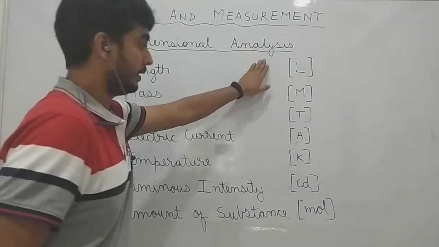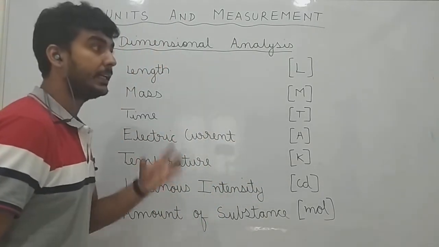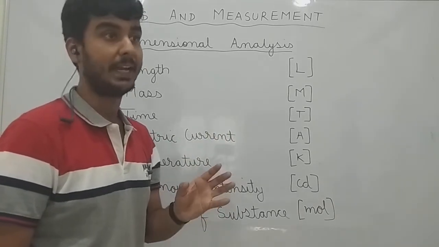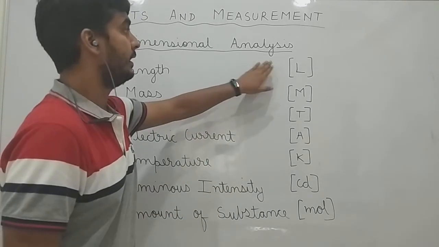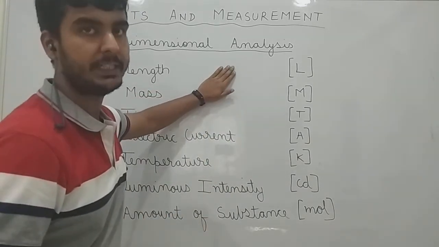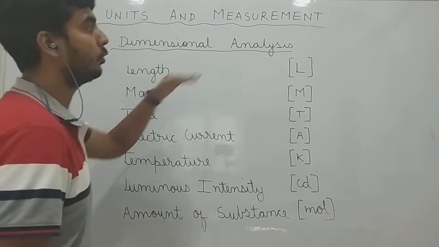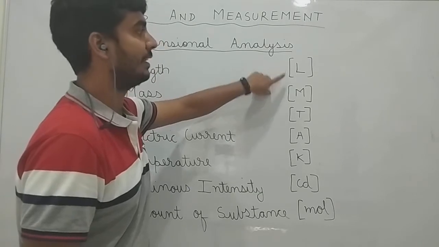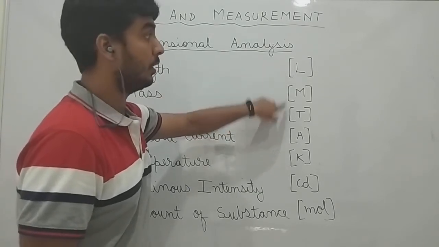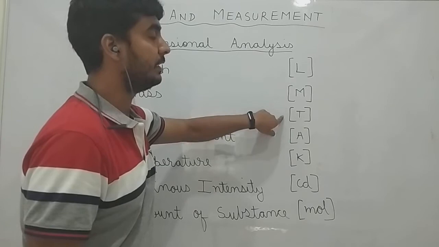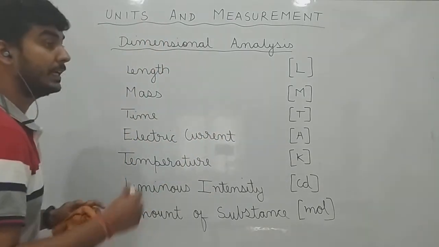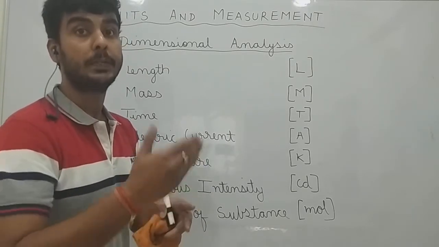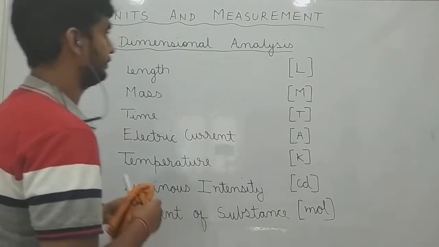So basically there are 7, but in case of mechanics, generally in physics or mechanics, we'll be dealing with these 3 only. Most of the derived quantities which you will be using in mechanics will be the combination of these 3 fundamental dimensions, that is length, mass and time. So most of the time we'll be dealing with these 3 only. So let us see how these fundamental dimensions are used to represent derived quantities.